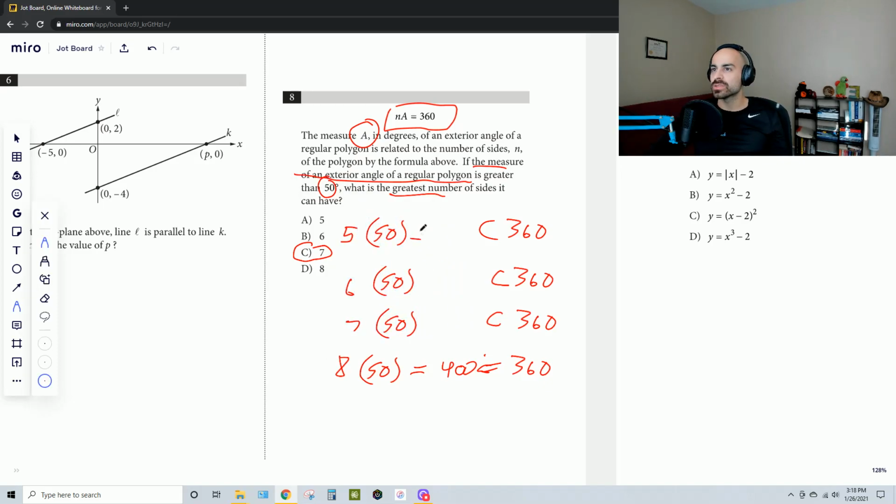All right, and so 5 times 50, does that give us a value? Yeah, that's less than 360. It does, because it's 250, right? And then this becomes 300, and then this is 350. And all these are less than 360, but the greatest number of sides that we get is this third option here, 7.